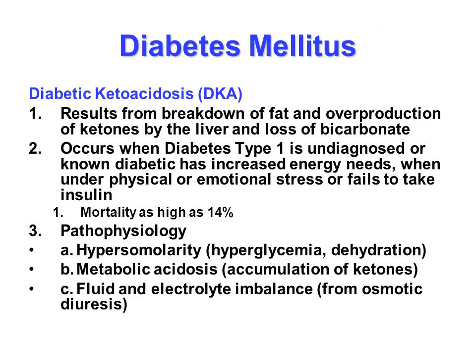2. Occurs when diabetes type 1 is undiagnosed or a known diabetic has increased energy needs, when under physical or emotional stress, or fails to take insulin. Mortality as high as 14%. 3. Pathophysiology. A. Hyperosmolarity, hyperglycemia, dehydration. B. Metabolic acidosis, accumulation of ketones. C. Fluid and electrolyte imbalance, from osmotic diuresis.